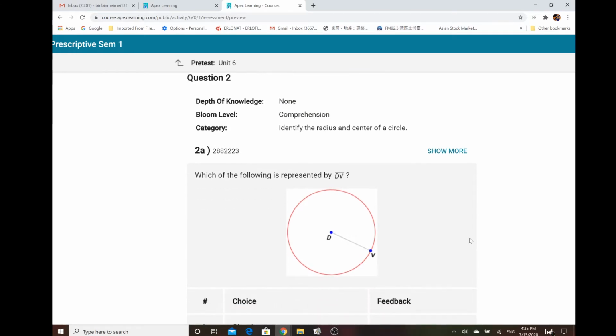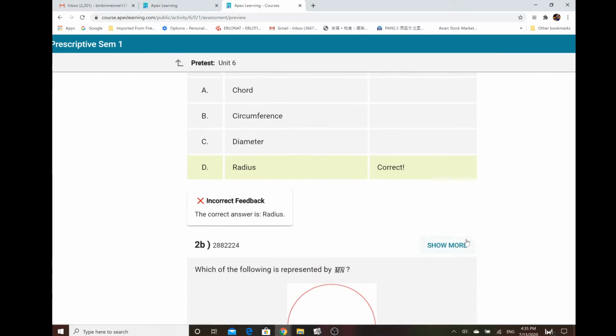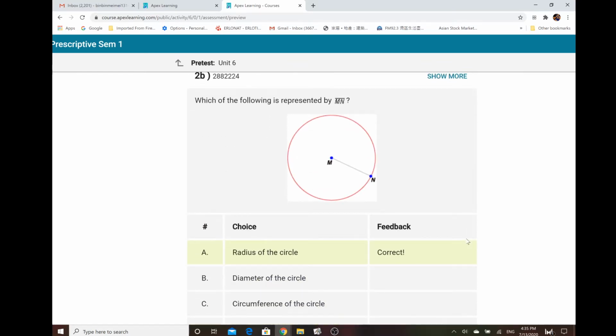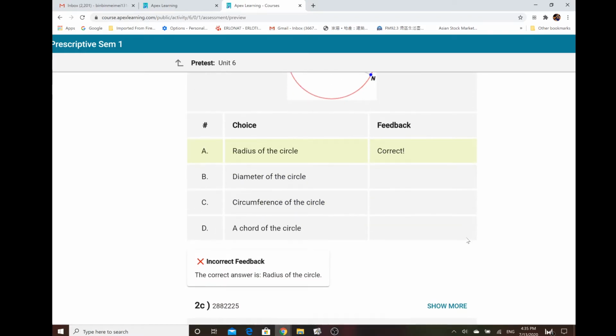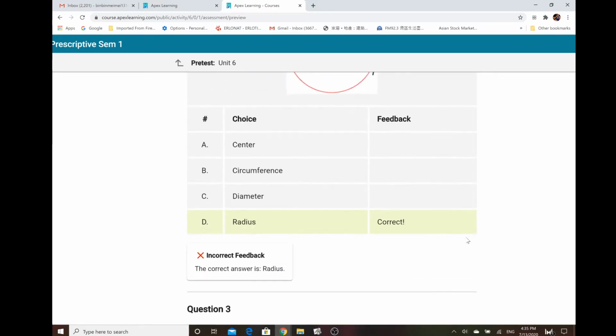Okay, so question number 2. Which of the following is represented by segment DV? So it's a radius. Anytime you see the distance from the center to one point on a circle, it's always called a radius. So the radius is half of the diameter. So it's a radius.